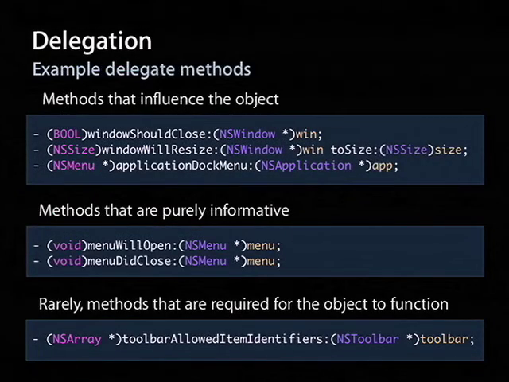So what kind of things can delegate methods do? Well, sometimes they can influence the object. So we saw windowShouldClose. That gets called to determine if the window should close. And if the delegate method returns NO, the window won't close. But sometimes they're only purely informative. For example, a menu has a delegate, which will tell you when the menu is about to open or close. And once in a while, some classes, like NSToolbar, depend on their delegate for lots of functionality, for everything. They can't work without a delegate.